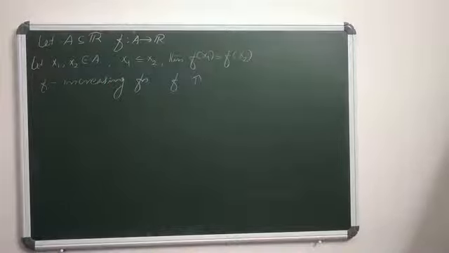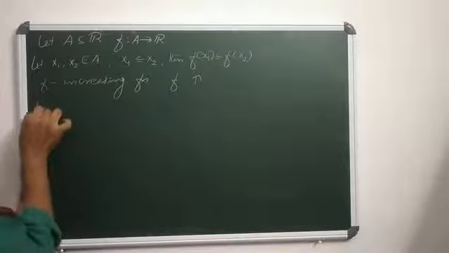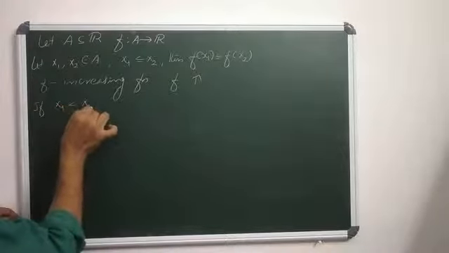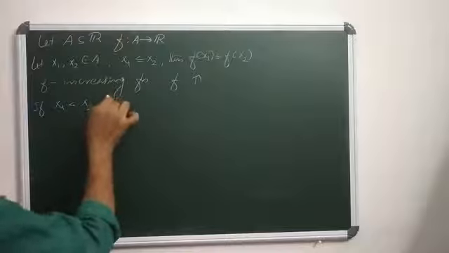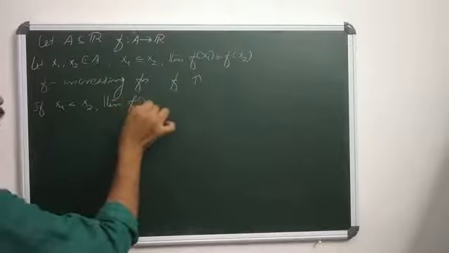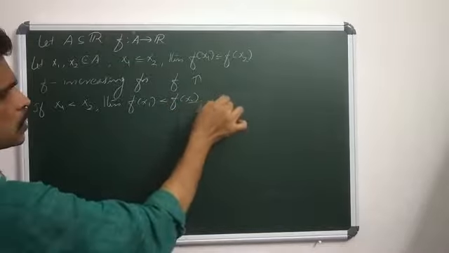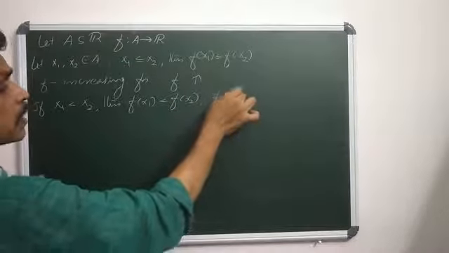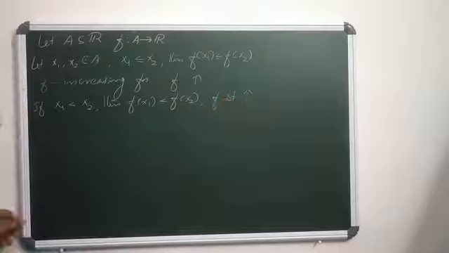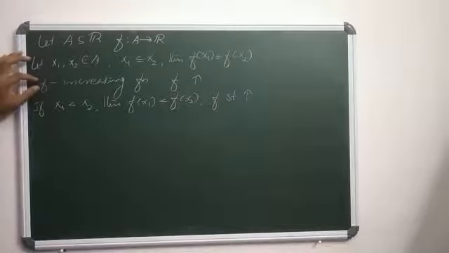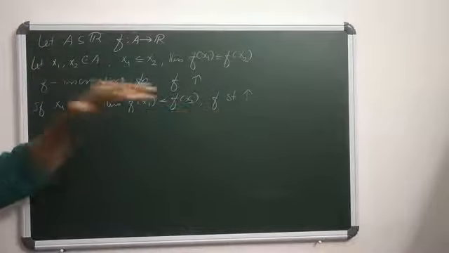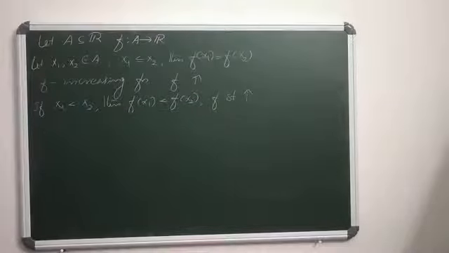Now, if x1 is strictly less than x2, then f of x1 is strictly less than f of x2, then f is a strictly increasing function. Here f is an increasing function, and here f is a strictly increasing function.